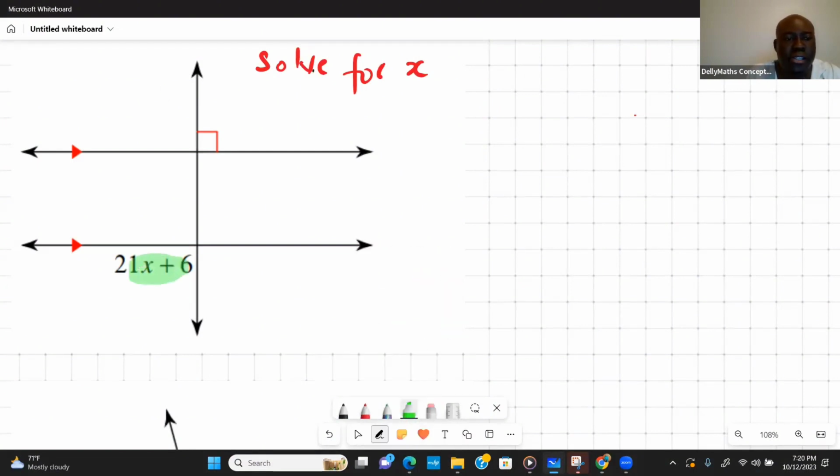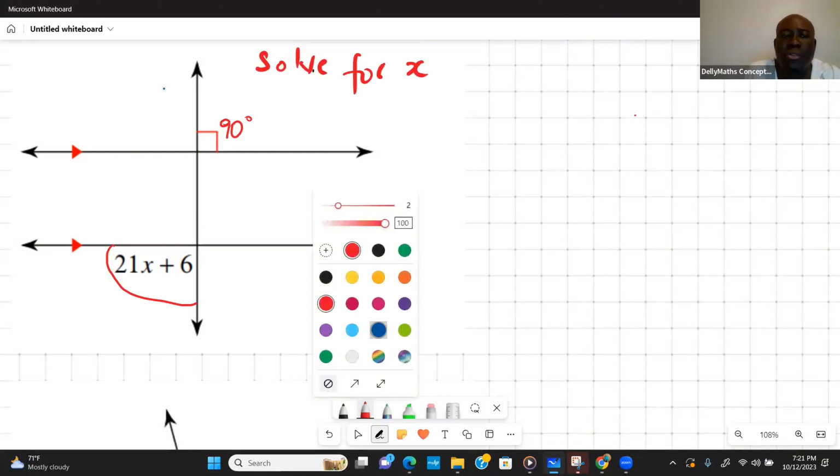So here we have an angle that is valued, the expression for it is 21x plus 6. And there's an indication up here that is suggesting that this angle here is 90 degrees. We know that based on the symbol here, right? That little square in the corner suggests that this is 90. But how do we use this to solve the problem? Firstly, these two angles, we have to identify them. We have to know what they are in order to make the link.